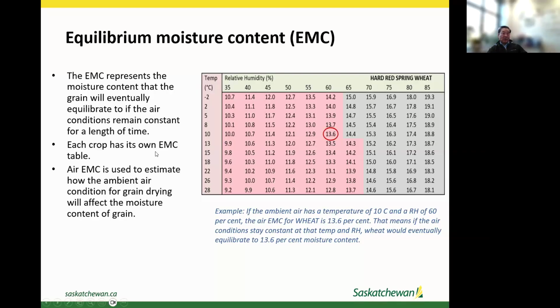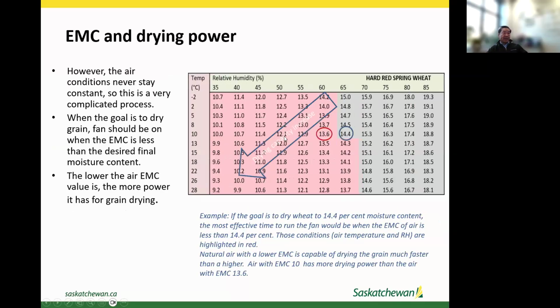Each crop has its own EMC table, and this particular one is for wheat. Air EMC is used to estimate how the ambient air condition for grain drying will affect the moisture content of the grain. This is the table I just explained: the air EMC and drying power.